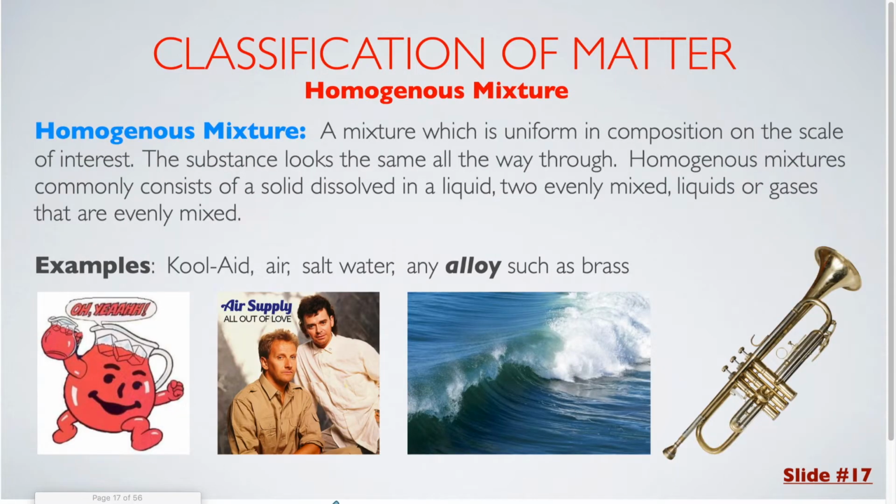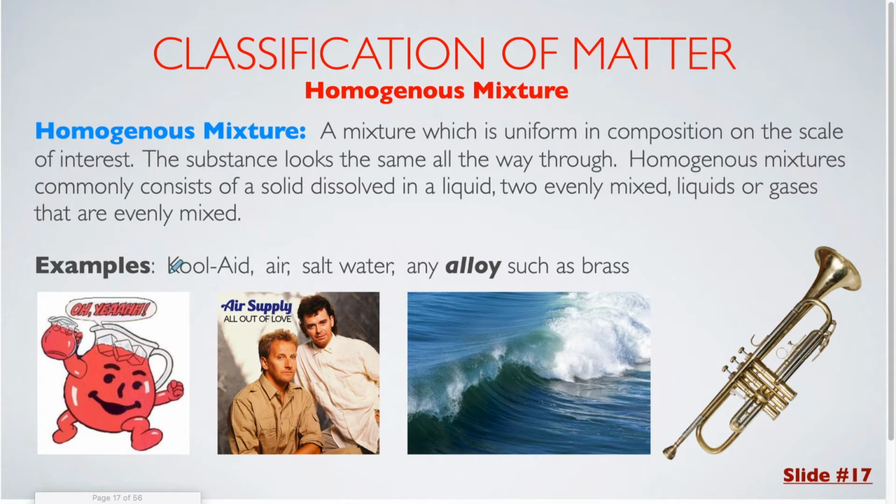Next up, we have mixtures, and there are two primary types of mixtures that we're going to be talking about. A homogeneous mixture is a mixture which is uniform in composition on the scale of interest. The substance looks the same all the way through. Homogeneous mixtures commonly consist of a solid dissolved in a liquid, two evenly mixed liquids or gases.